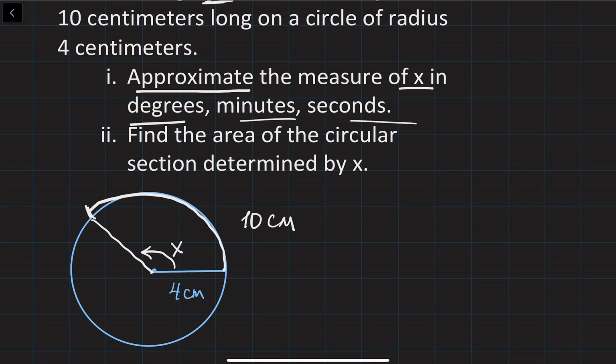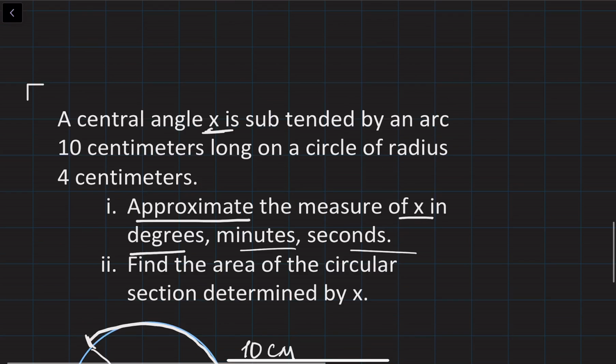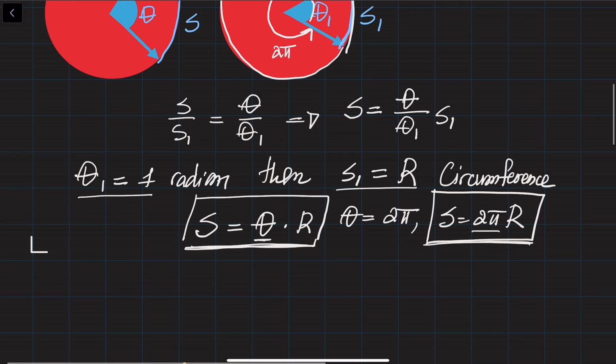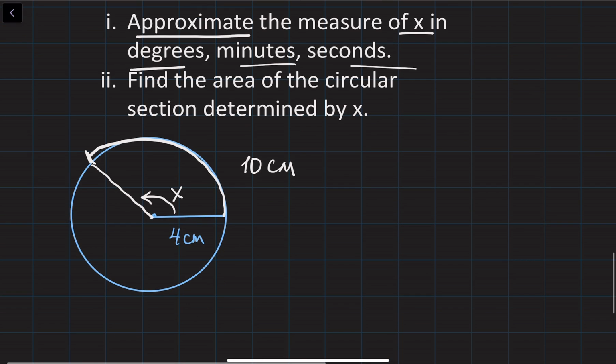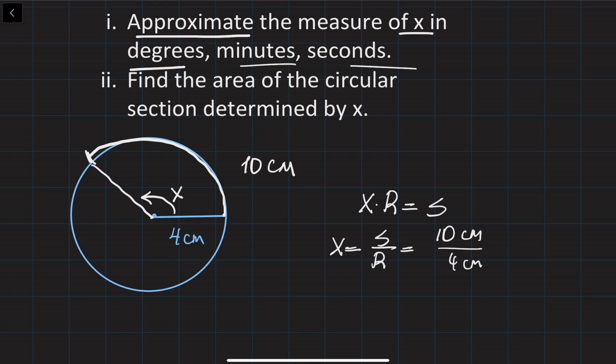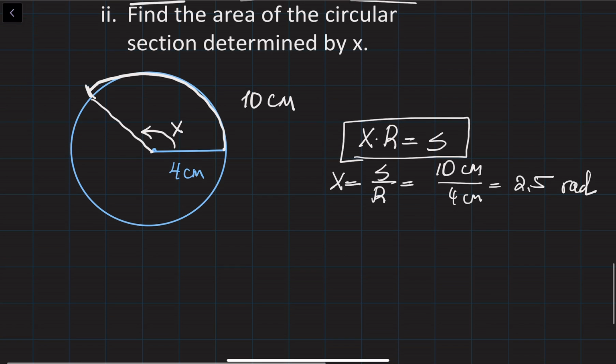So I'm going to use the formula of an arc length. If you remember, the arc length which is subtended by some angle theta is s equal to theta times r, right? So essentially, x times the radius should be equal to the arc length. So from here, we can easily find x. x is going to be equal to s divided by r, which is essentially 10 centimeters divided by 4 centimeters. So if you just divide everything out, what you get is 2.5 radians. So please note that this formula is always going to give us the measure of an angle in terms of radians.